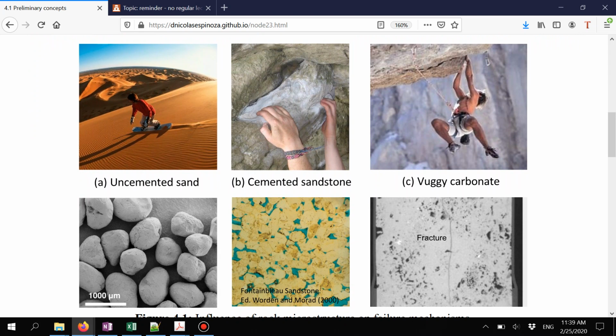Well, in the failure mechanics of rocks, it's very important to get to know what the rock is made of, because that's going to change how the rock fails significantly. It's not the same to have a formation which is made of an uncemented sand like this one on the far left, or to have a cemented sandstone, or for example a vuggy carbonate. Those are going to fail quite differently.